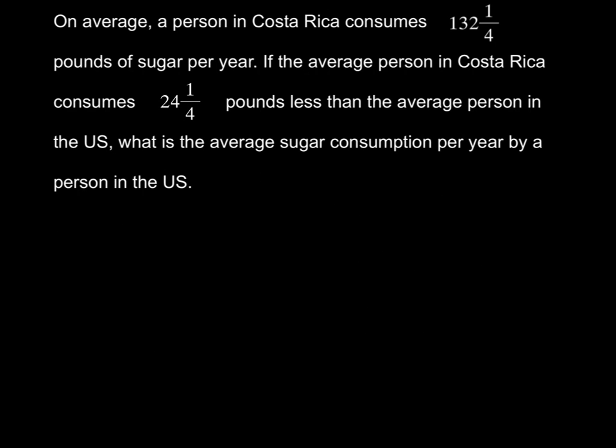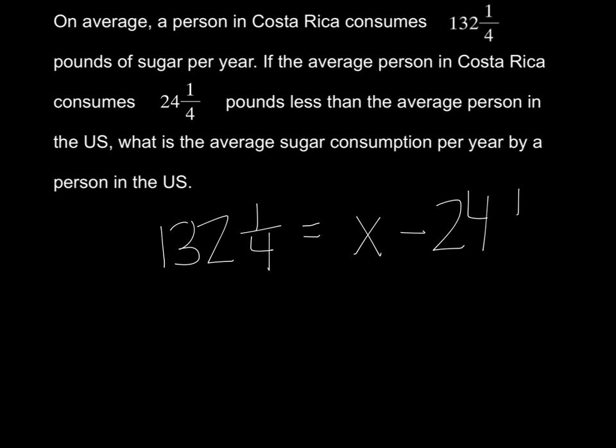On average, a person in Costa Rica consumes 132 1/4 pounds of sugar every year. If the average person in Costa Rica consumes 24 1/4 pounds less than the average person in the U.S., what is the average sugar consumption per year by a person in the U.S.? Okay, so this looks to me like I would say 132 1/4, the average person in Costa Rica, consumes 24 1/4 pounds less than the average. It looks to me like I would do x minus 24 1/4.